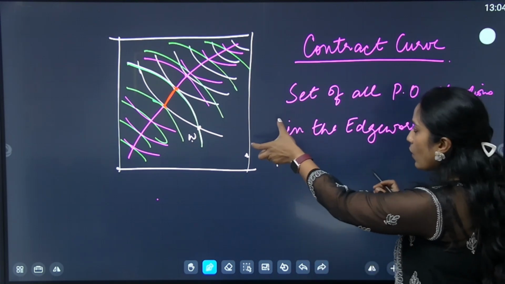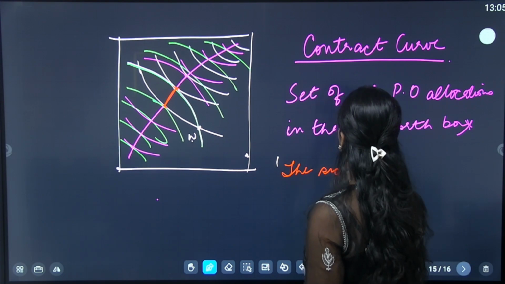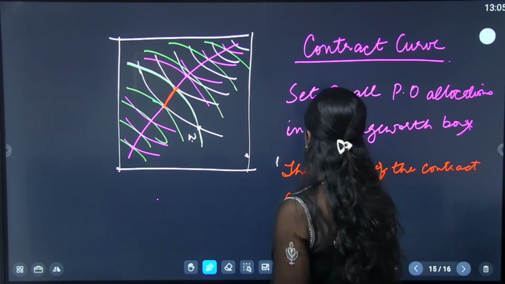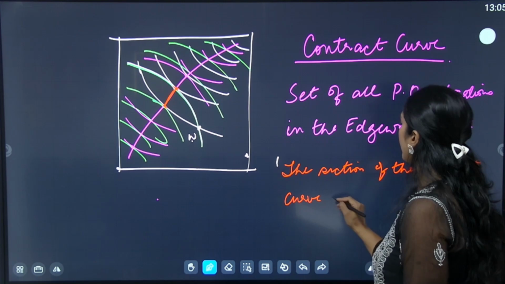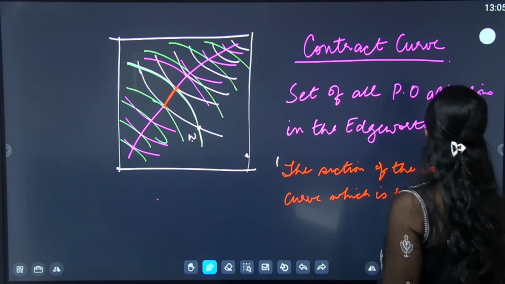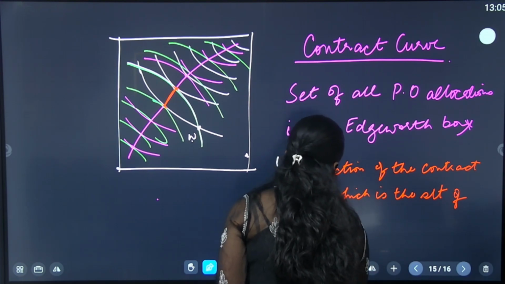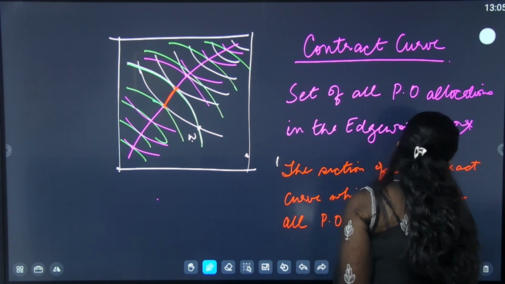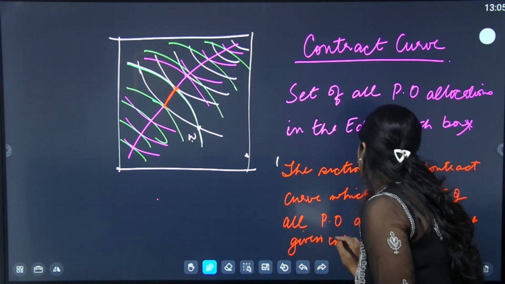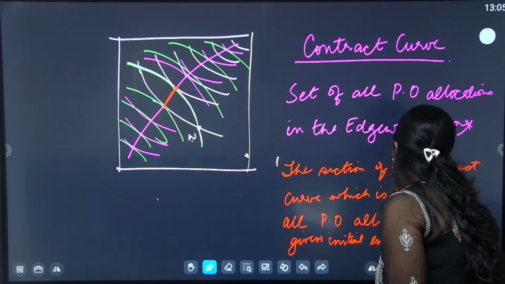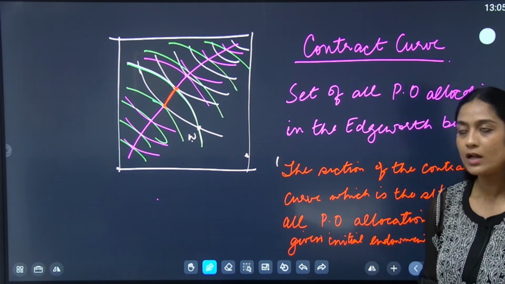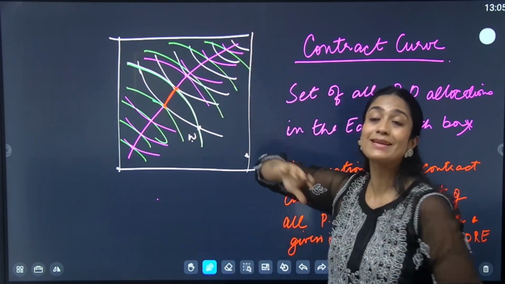So this section of the contract curve, which is the set of all Pareto optimal allocations for a given initial endowment, this is called the core. So in the entire Edgeworth box, the set of all Pareto optimal allocations.